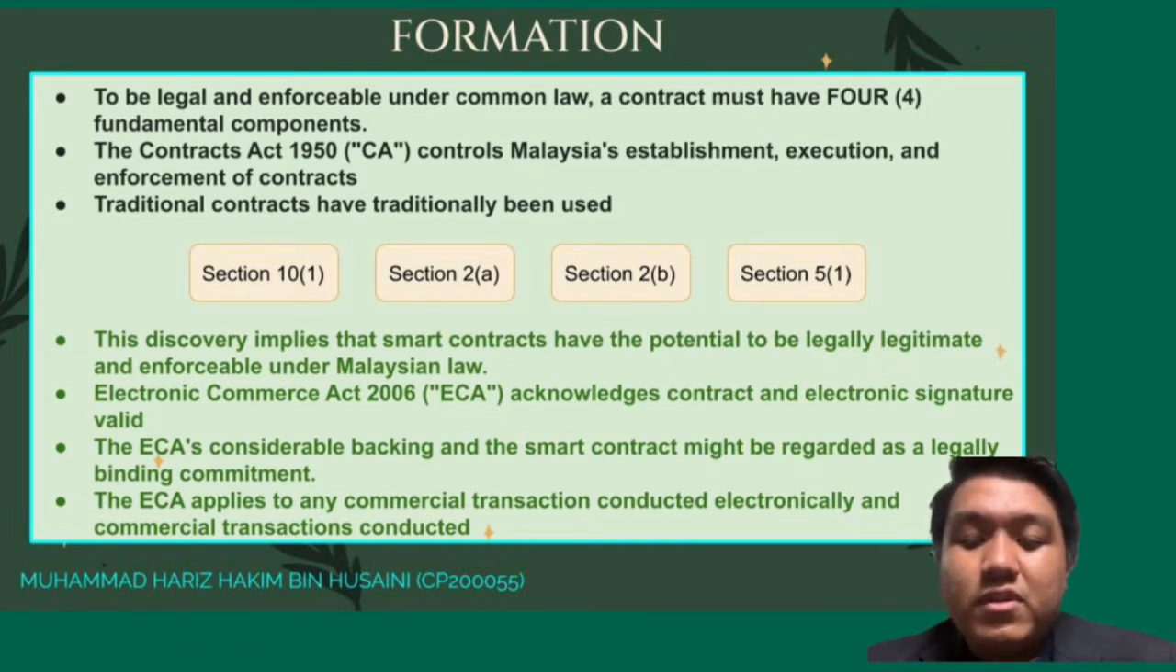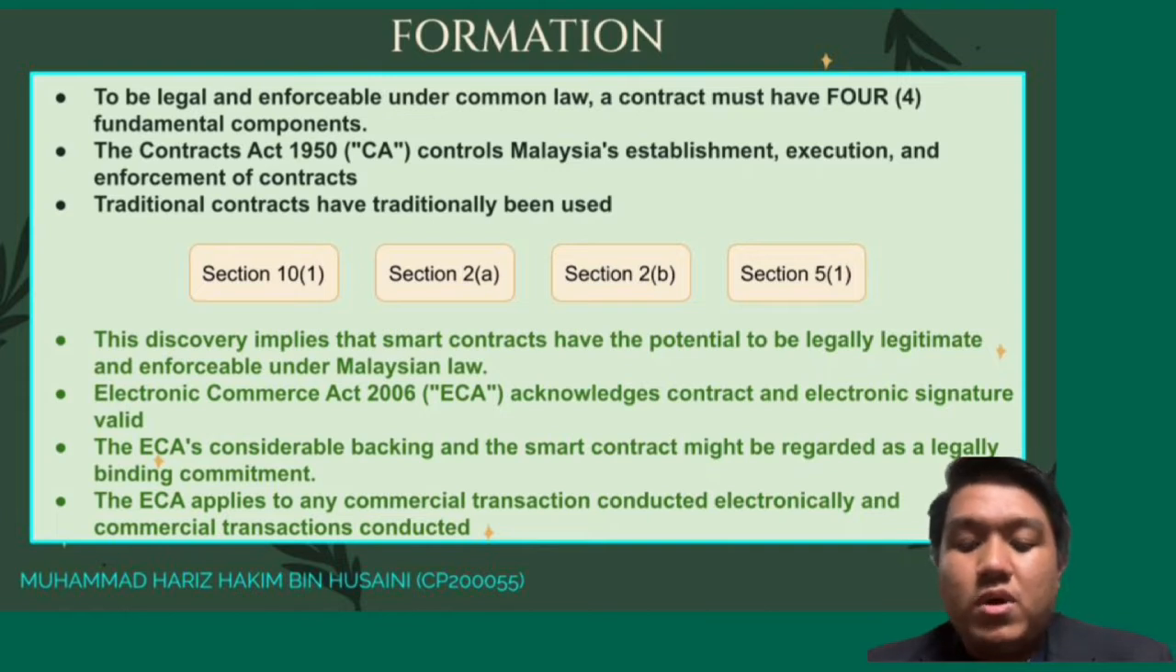Traditional contracts have traditionally been used. However, if the above mentioned essential characteristics of a contract are satisfied and the criteria of the CA, smart contract may be regarded as legitimate and valid under Malaysian law. So the 4 fundamental components are Section 10, Subsection 1, Section 2A, Section 2B, and the last one is Section 5, Subsection 1.